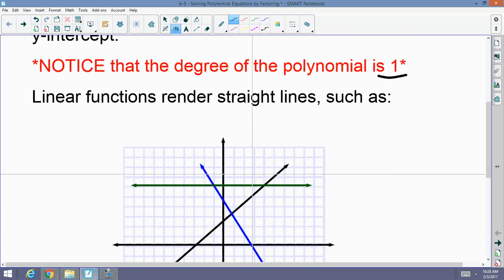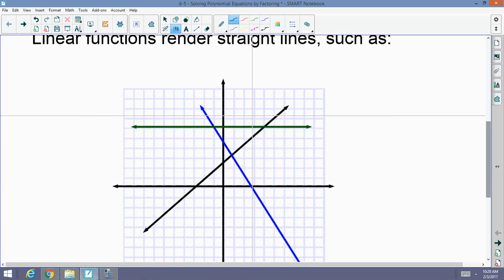Now, what is a solution? Well, remember, a solution is the point that goes through the x-axis. So in a linear function like this, which renders straight lines, those are my solutions right there. What's the solution for this green line here? There is no solution. No, it's not 0. If it was 0, it'd be going through 0. That's not an undefined slope. That's a 0 slope. An undefined slope is a line that goes up and down.